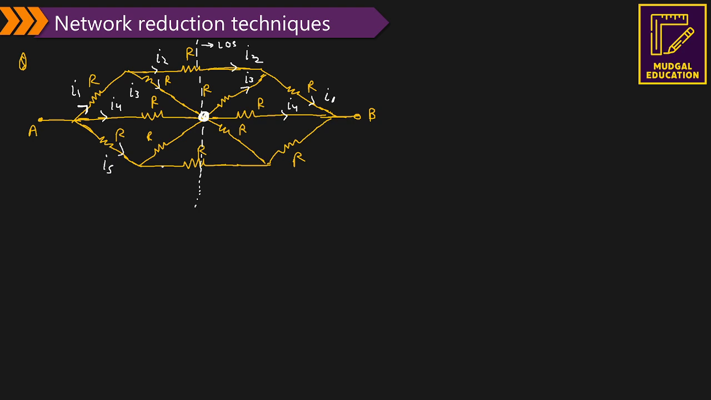This is I5, because of mirror image this is I5, right? This is I6, because of mirror image this is also I6. And this is I7, this is also I7. Each and every branch has current. That's why no branch can be removed here.